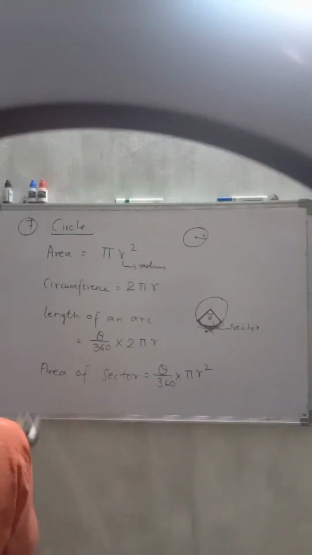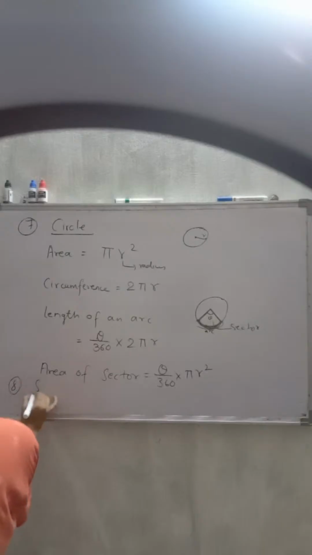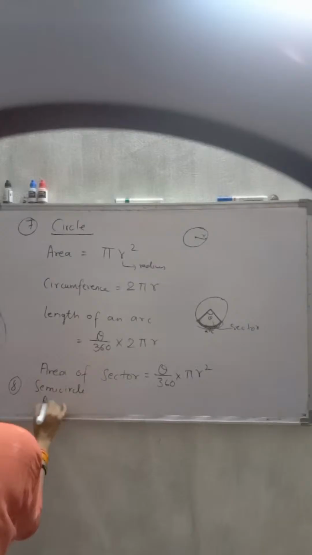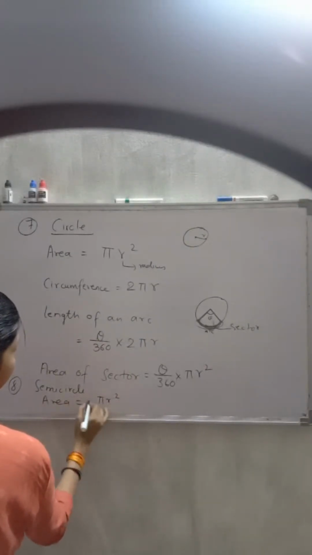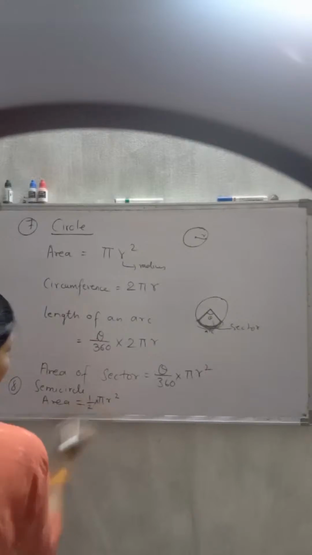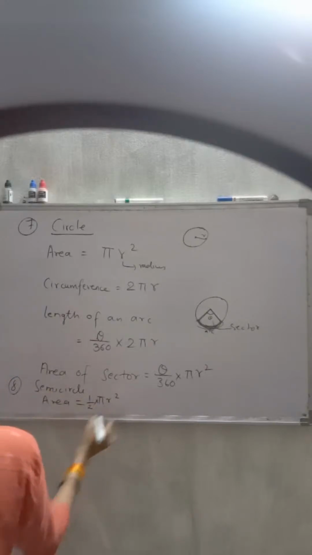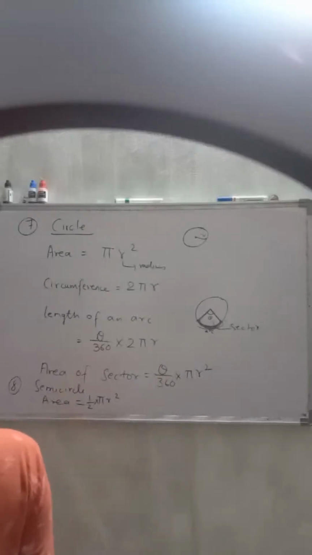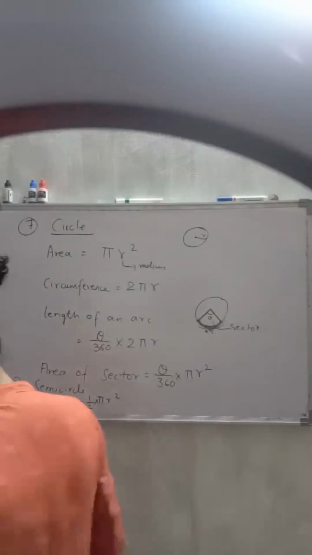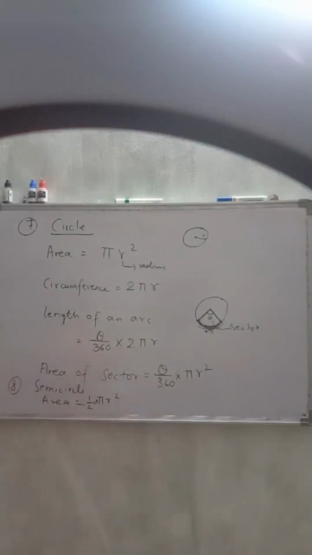Now next is semicircle. Area of semicircle will be pi r square by 2. क्योंकि semi means half. So area will be pi r square by 2 and this is all formula related to area.